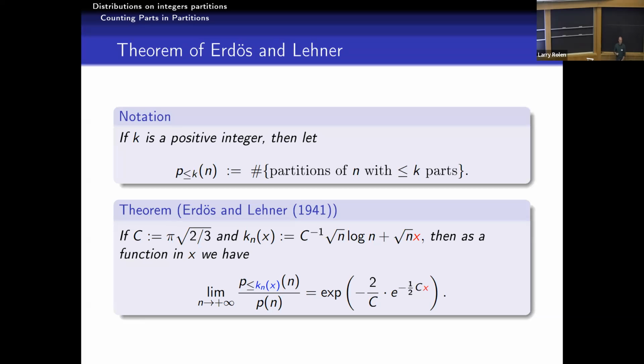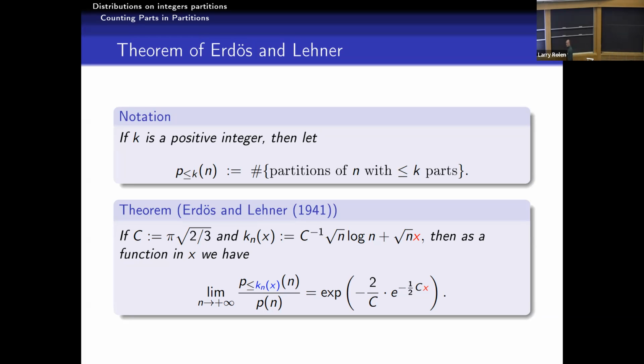So, less than or equal to k parts. If k is 3, we're going to look at the partitions into 1 part, the partitions into 2 parts, and the partitions into 3 parts. And what they showed was that we get this very nice cumulative distribution function for the proportion of partitions that satisfy this property.